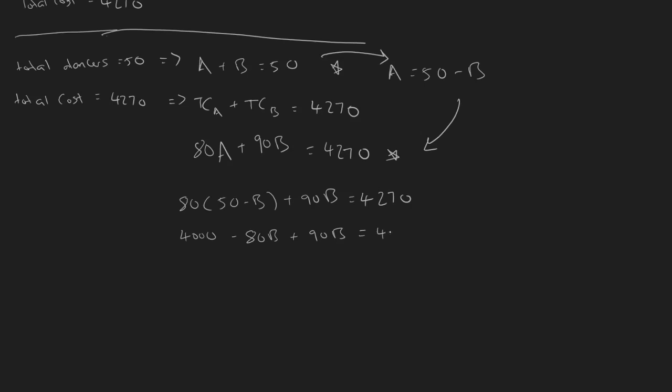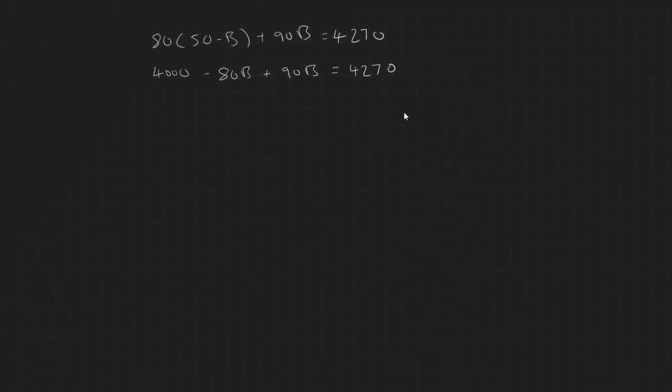Expanding out the brackets, 80 times 50 gives us 4000, minus 80 times B, which is 80B, plus 90B equals 4270. Now, we're going to solve this equation. So I'm going to take 4,000 from both sides. 4,000 minus 4,000 is just 0, so I'm left with minus 80B plus 90B. 4,270 minus 4,000 gives me 270. Minus 80B plus 90B gives me just 10B equals 270.